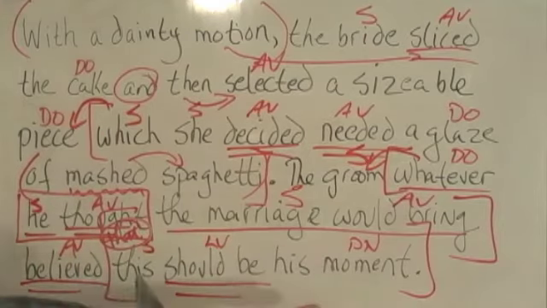This final clause is a subordinate clause functioning as the direct object, functioning as a noun, the direct object of believed.